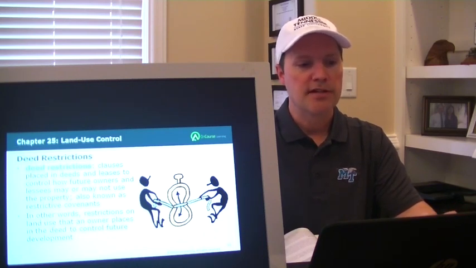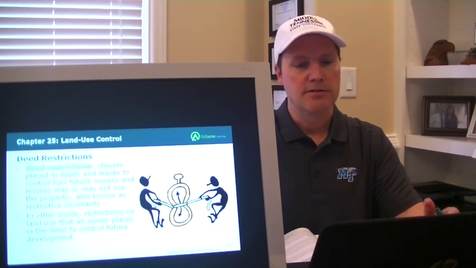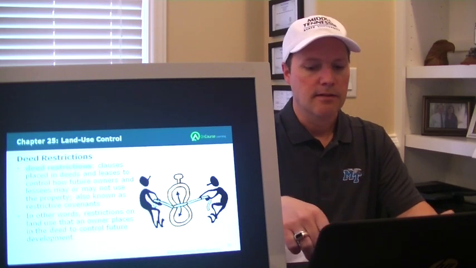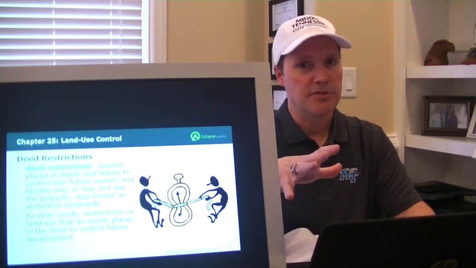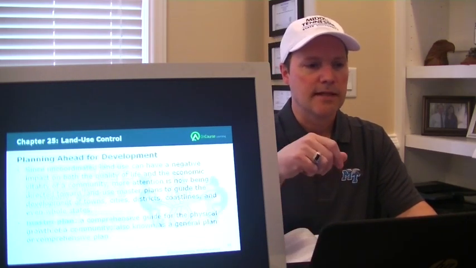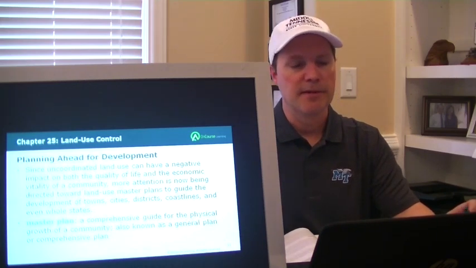In other words, restrictions on land use that an owner places in the deed to control future development. Okay, so there's deed restrictions there. So there's many different restrictions. Like I said, planning ahead of development.